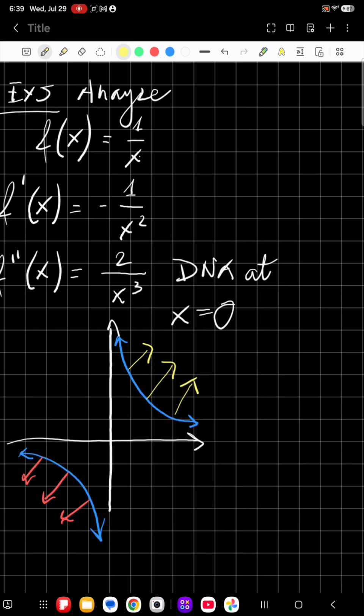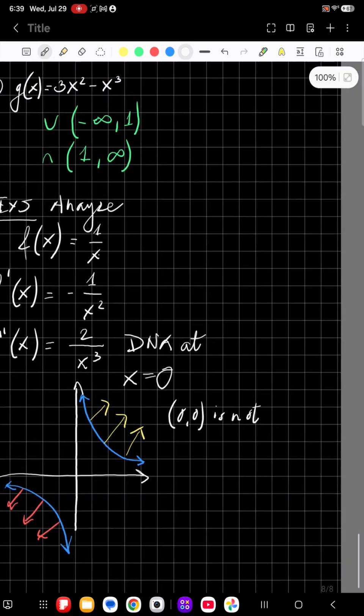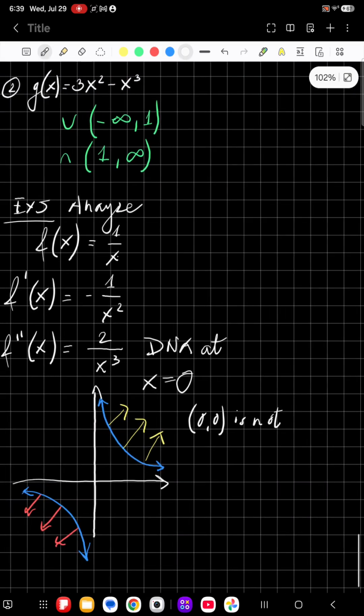Okay, so let's make a comment here. So (0, 0) is not an inflection point.